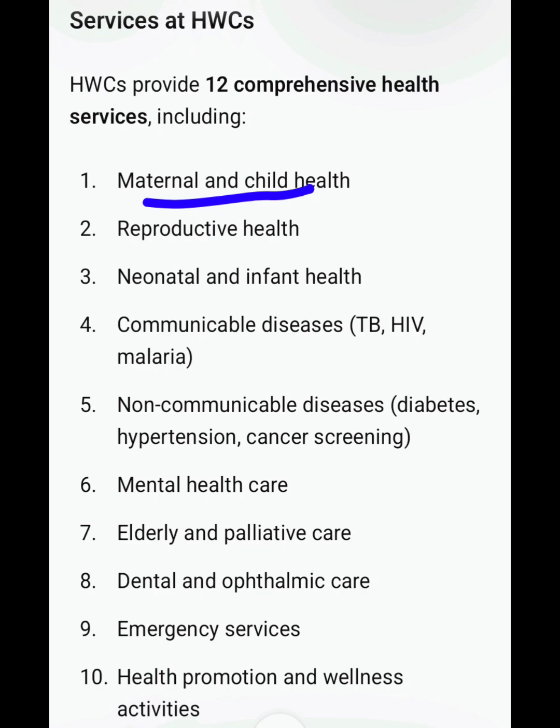Services under HWCs: you have 12 comprehensive health services. The first is MCH, second reproductive health, and third neonatal and infant health. Then fourth is communicable disease, and fifth is non-communicable disease, and sixth mental health care, then elderly and palliative care, then dental and ophthalmic care, emergency services, health promotion and wellness activities.